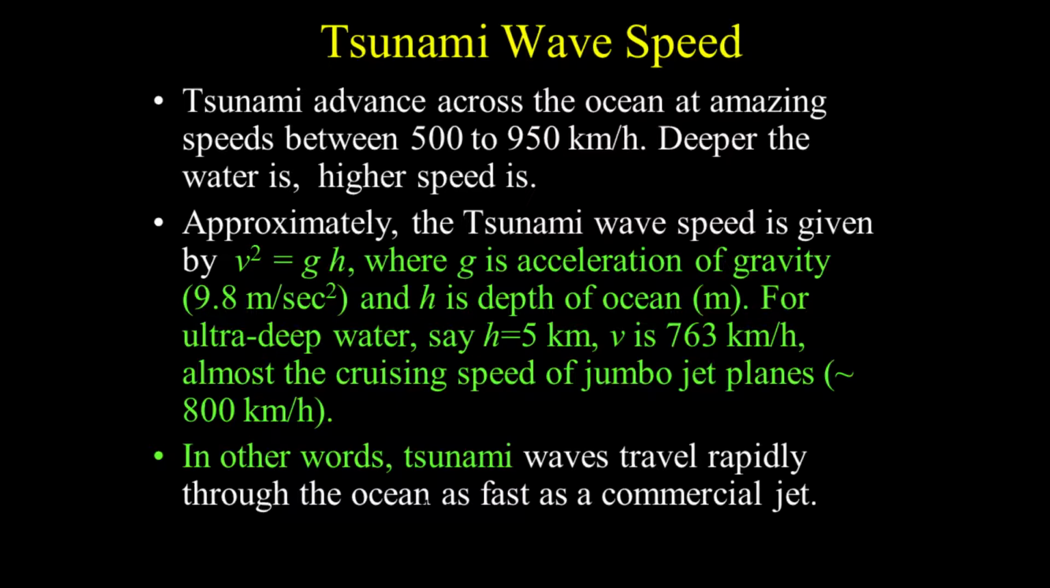Approximately, the tsunami wave speed is given by v squared equaling gh, where g is acceleration of gravity and h is the depth of the ocean. For ultra-deep water, say with 5 kilometers depth, the tsunami wave speed is 763 kilometers per hour, almost the cruising speed of jumbo jets, which is about 800 kilometers per hour. In other words, tsunami waves travel rapidly through the ocean as fast as a commercial jet.